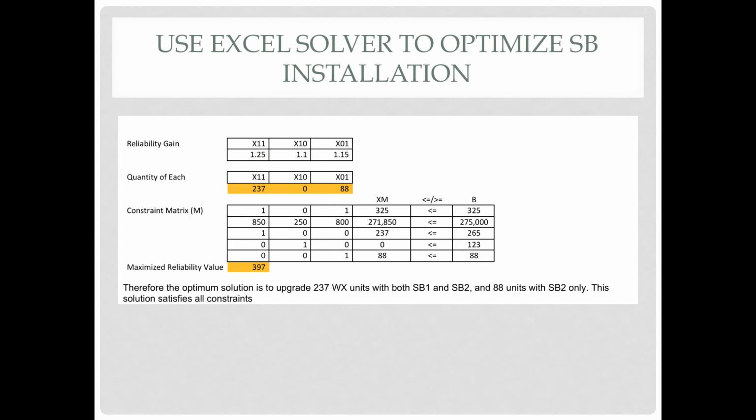Running this through the Excel solver, we develop our solution here, which is that both service bulletins should be implemented on 237 units and only SB2 on 88 units. That meets all the constraints of our analysis.